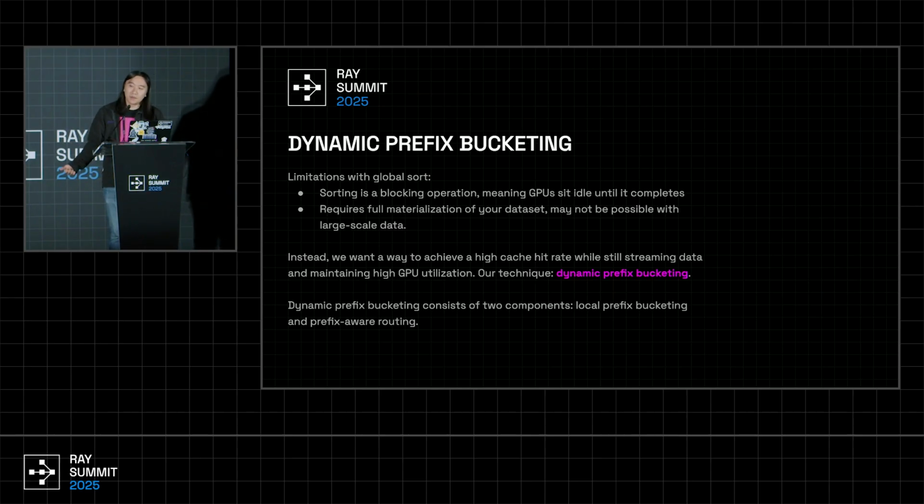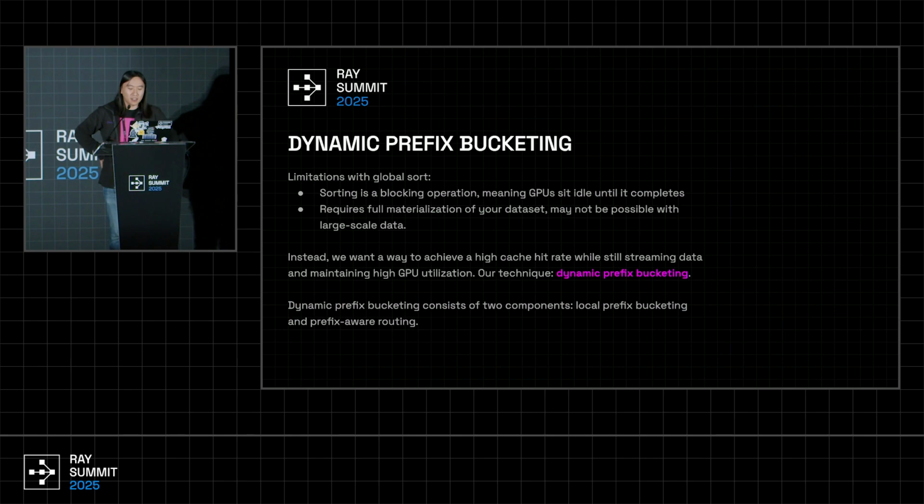The other thing is that sorting your entire data set means that you have to materialize all of it into memory. And so if you have an extremely large data set, if you're working at a large scale, that might not be possible. So instead, we want a way to achieve high cache rates while still streaming your data through, not having to materialize all of it, and maintaining good pipelining, while also having high GPU utilization and high prefix cache rates. And the technique that we've developed to accomplish this, we're calling dynamic prefix bucketing.